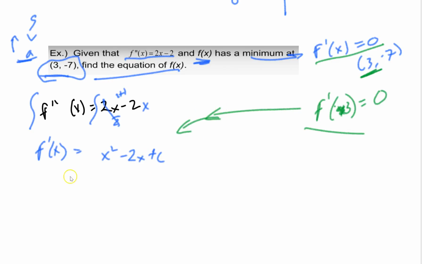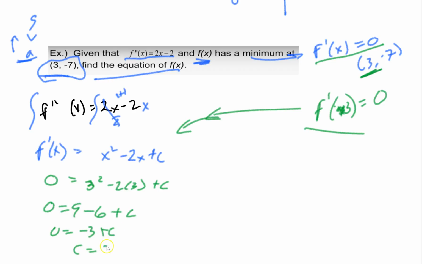When I plug in 3, it's equal to 0 because right there I have a minimum. And the minimum means the derivative equals 0. So that's the whole idea. We can solve this. And I get 0 equals negative 3 plus c. So c equals 3. So my equation so far is this. That's my equation for the first derivative.